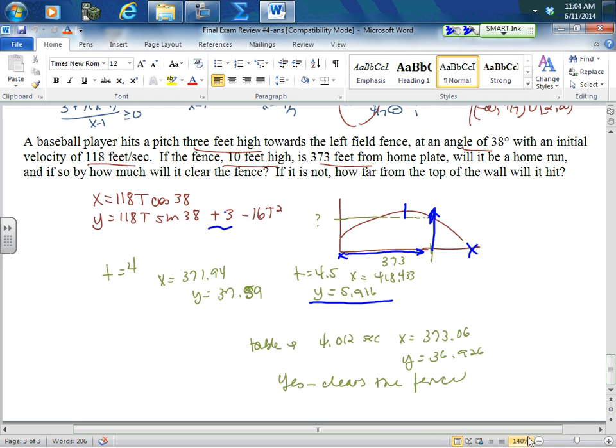And he needs to clear a fence. Well, here's his x value. That's closest to 373. Here's his y. So yes, he clears the fence. This is when I think the ball hits the ground, probably. I will give you that formula, if you so desire it.